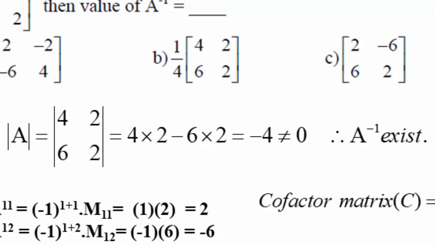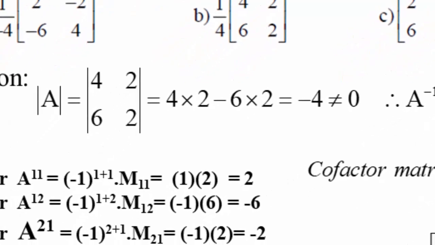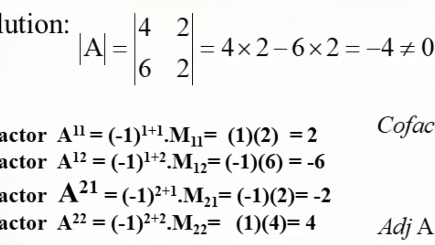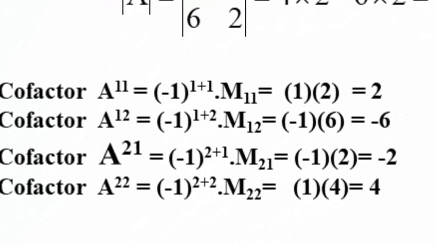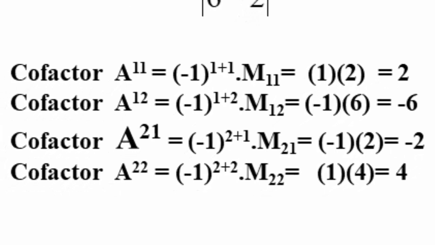Next, we will find the cofactors. The formula to find the cofactors is Aij is equal to (-1) raised to i plus j into Mij, where Mij are the minors. So, A11 is equal to (-1) raised to 1 plus 1 into M11. So, it is (-1) square into 2. 2 is obtained by deleting the row and column in which A11 is present and taking the determinant of the resultant element. The determinant of the resultant element is 2. That is why M11 is 2. So, the answer for A11 is 1 into 2, which is equal to 2.